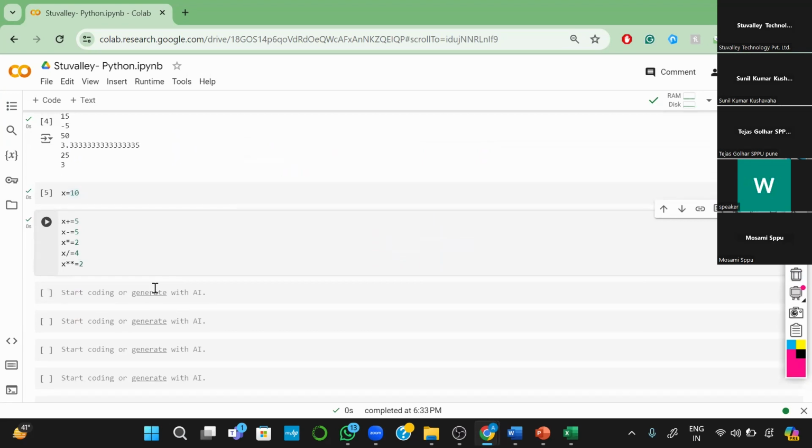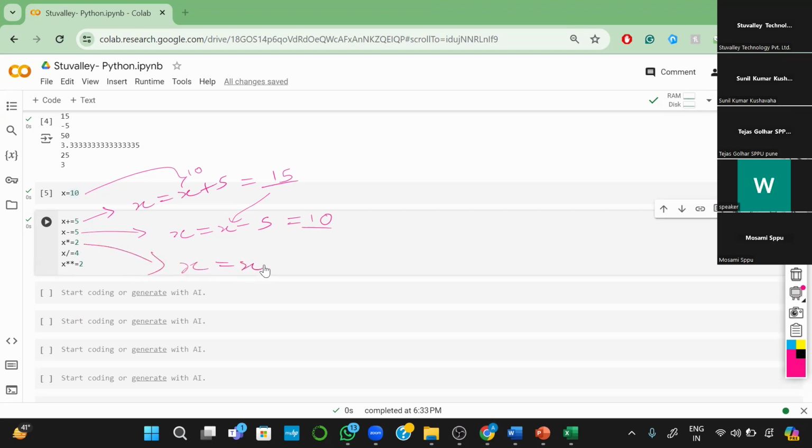x = x + 5. What's the initial value of x? It's 10, right, so 10 will be here. So x becomes 15. Now, the same x will be utilized here. So x = x - 5. 15 goes here, so it's 15 minus 5, that is 10. So the new value of x becomes 10.